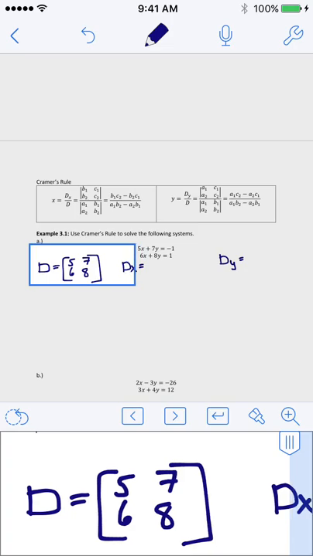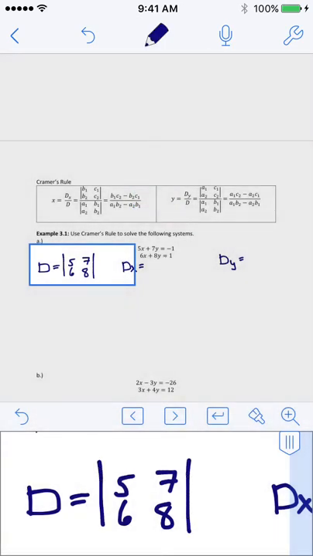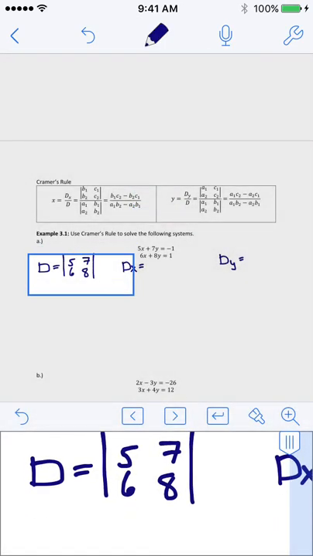Now, in order for us to call it a determinant, we wouldn't want to draw these brackety guys. We want to draw the lines. That way we know it's a determinant. But that's the matrix we're going to start with, this matrix on the left-hand side. Let's go ahead and find the actual number that would be the determinant.